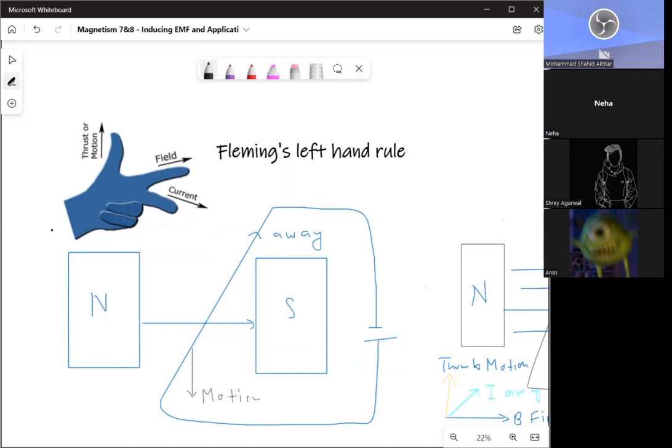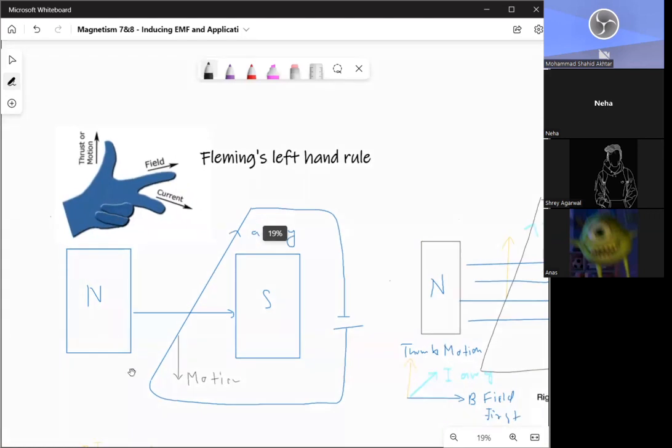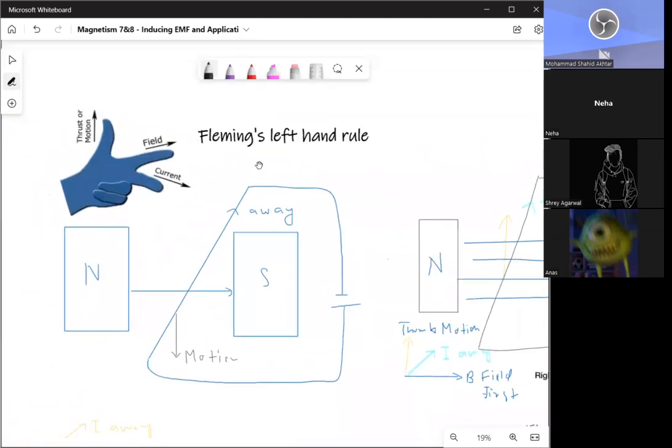Fleming's left-hand rule, right? Neha, have you written it down? Yes, sir. Okay, now one thing, if you don't write notes in classes, then the whole thing is a waste of time and effort. So moving forwards, write down everything that happens in class, even if you get the notes, because you have to have your own notes. Otherwise, you'll forget. Okay, that's the left-hand rule.